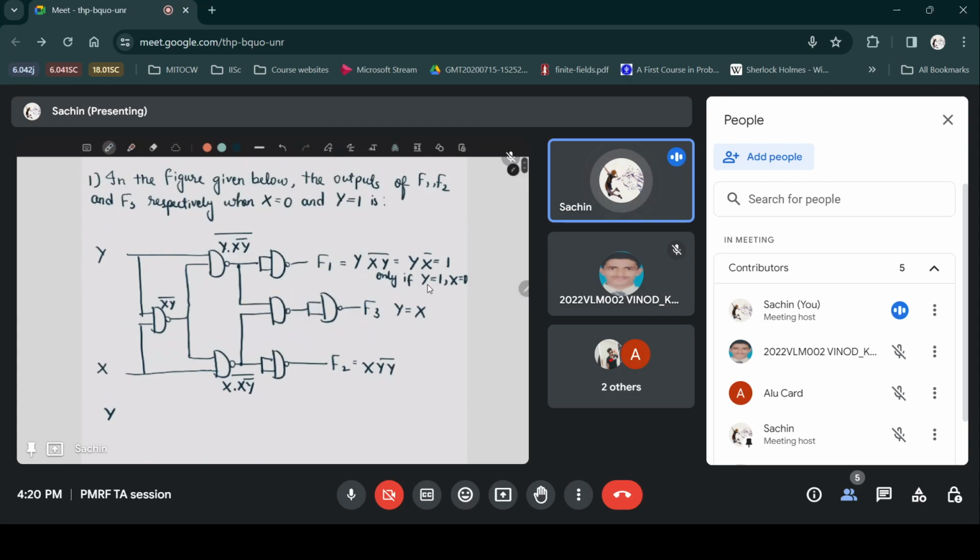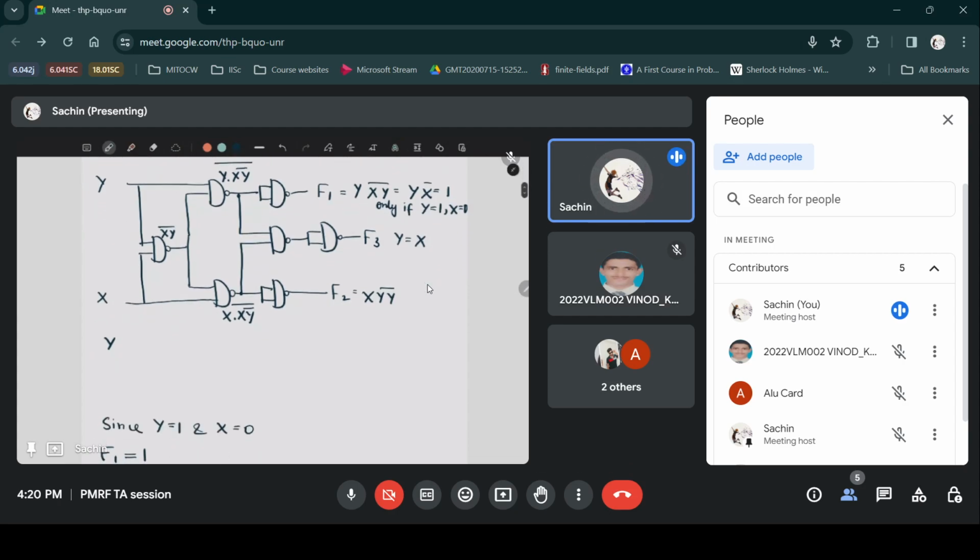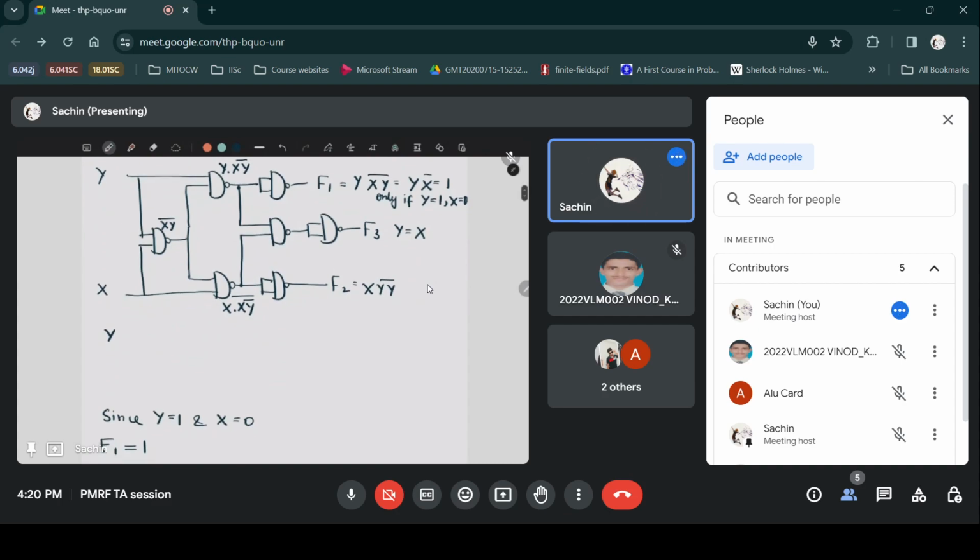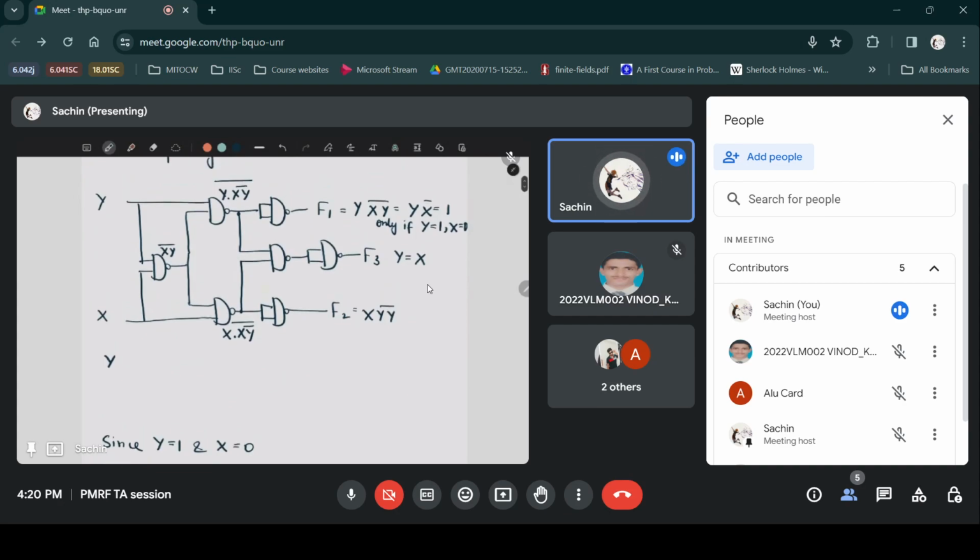So you have seen the question and the figure. They're asking if x is 0 and y is 1, what is the output. And what I explained just now is the function f1 is nothing but y x bar. So y x bar is 1 when y is 1 and x is 0, which is what is given as input here. So since y is 1 and x is 0, f1 will be equal to 1. So y is 1, x is 0 means that y is greater than x if it's just a single bit, because 1 is greater than 0.